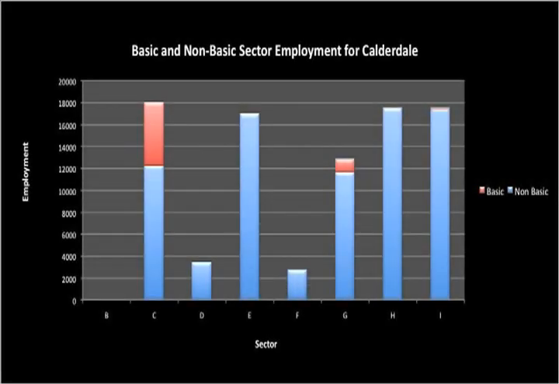This graph demonstrates our findings for basic and non-basic employment in Calderdale. As you can see, basic is indicated by red and non-basic is indicated by blue. There are 3 sectors demonstrating basic employment. These 3 sectors are C, manufacturing, G, banking, finance, insurance, and I, other existing industries.